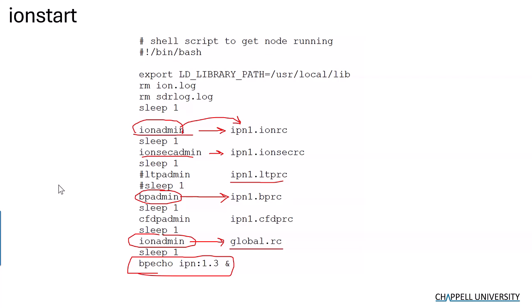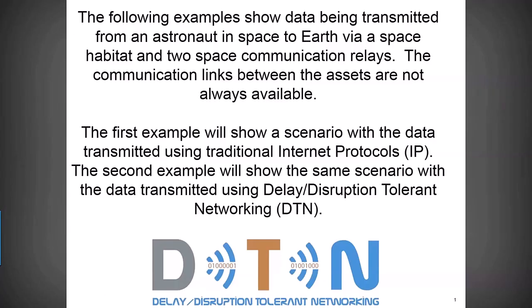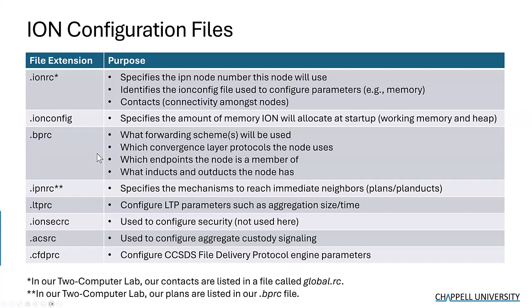Let me clear this. Okay. This slide shows you the standard set of Ion configuration files and what's in each one of these files. If you're looking for induct and outduct, you're looking for BPRC files. If you are looking for things like ranges, the connectivity stuff, you are then looking at an Ion RC file, or something else that will end with RC.